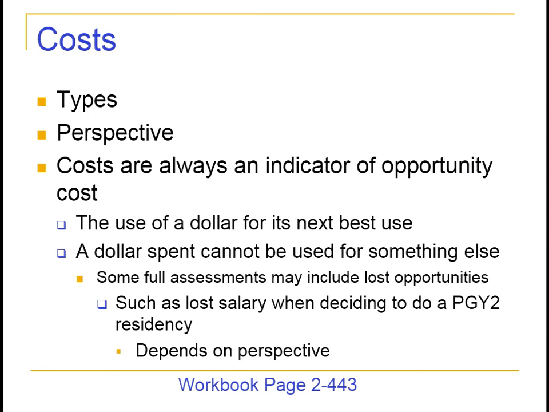So now that we have outcomes identified, we need to talk about costs. There are multiple types of costs, and it depends on the perspective. Costs are always an indicator of opportunity cost. Opportunity cost is the use of a dollar for its next best use. If you spend a dollar for something, you can't spend it for something else.